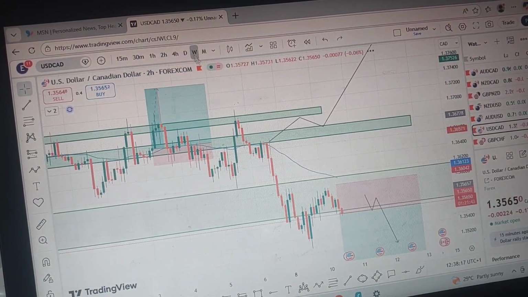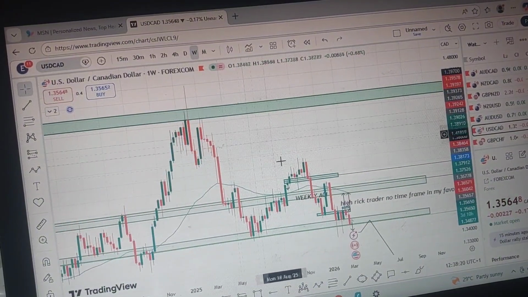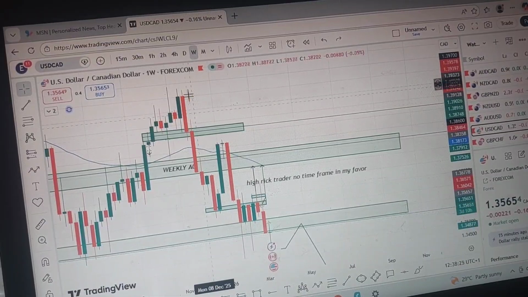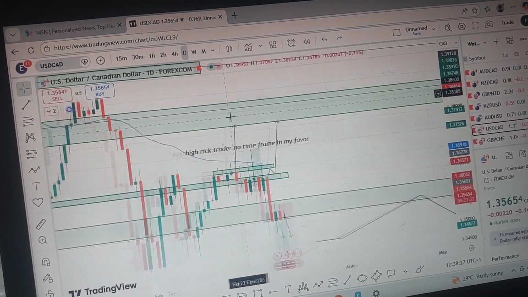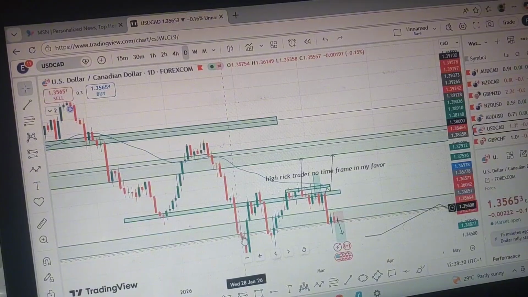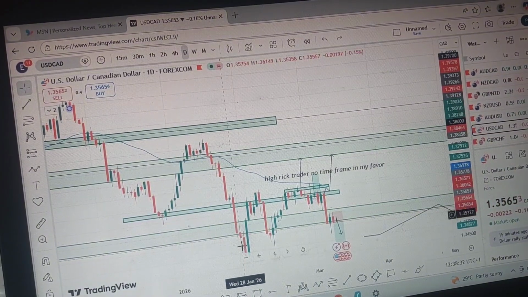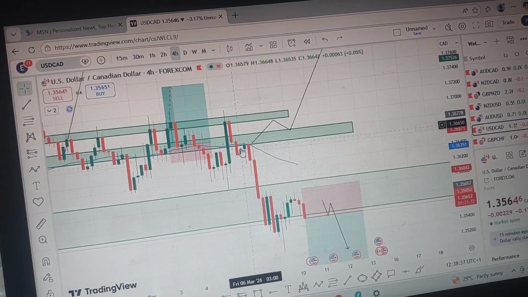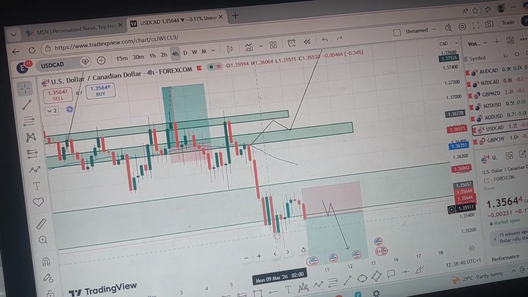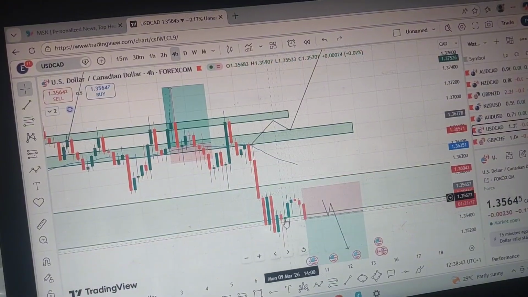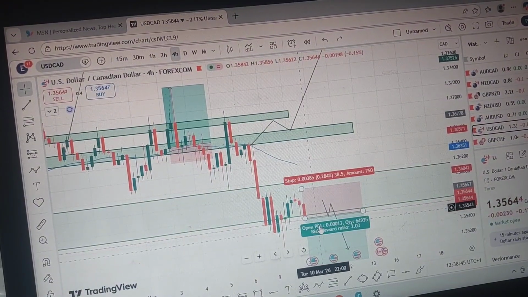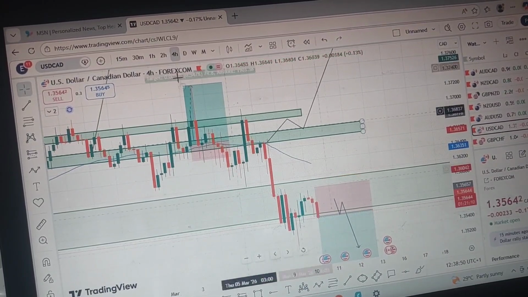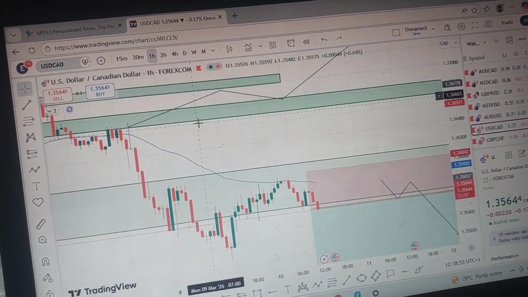USD CAD in the weekly time frame, we can see we are clearly bearish. This is the lower high and this is the lower low. Daily time frame, we are clearly bearish. This is the lower high, this is the lower low. 4 hours time frame, clearly bearish. Lower low, lower low, bearish. So my idea is to take this trade very soon. Let me see the 1 hour time frame.